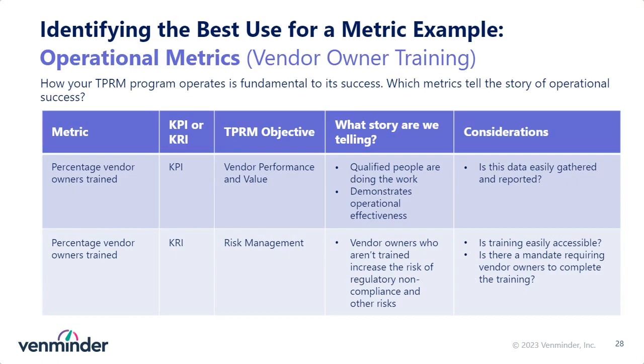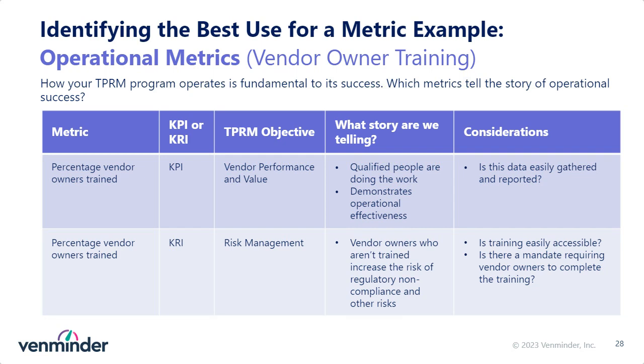Okay, touching base on some operational metrics, so vendor owner training, right? We want to make sure that the people responsible for performing specific tasks and activities know how to do it. So we want to look at the percentage of vendor owners that are trained. This might be a good KPI because it helps us support vendor performance of value. And the story we're trying to tell is that we have qualified people doing the work and that operationally we're effective because we train the people to do it.